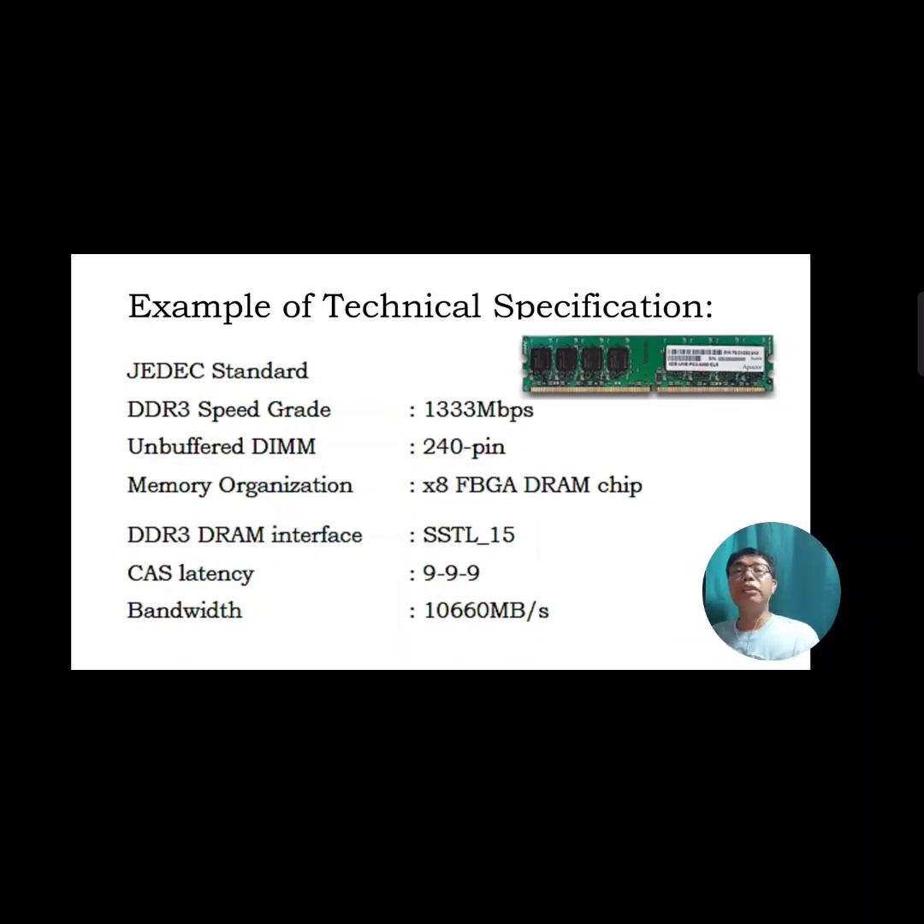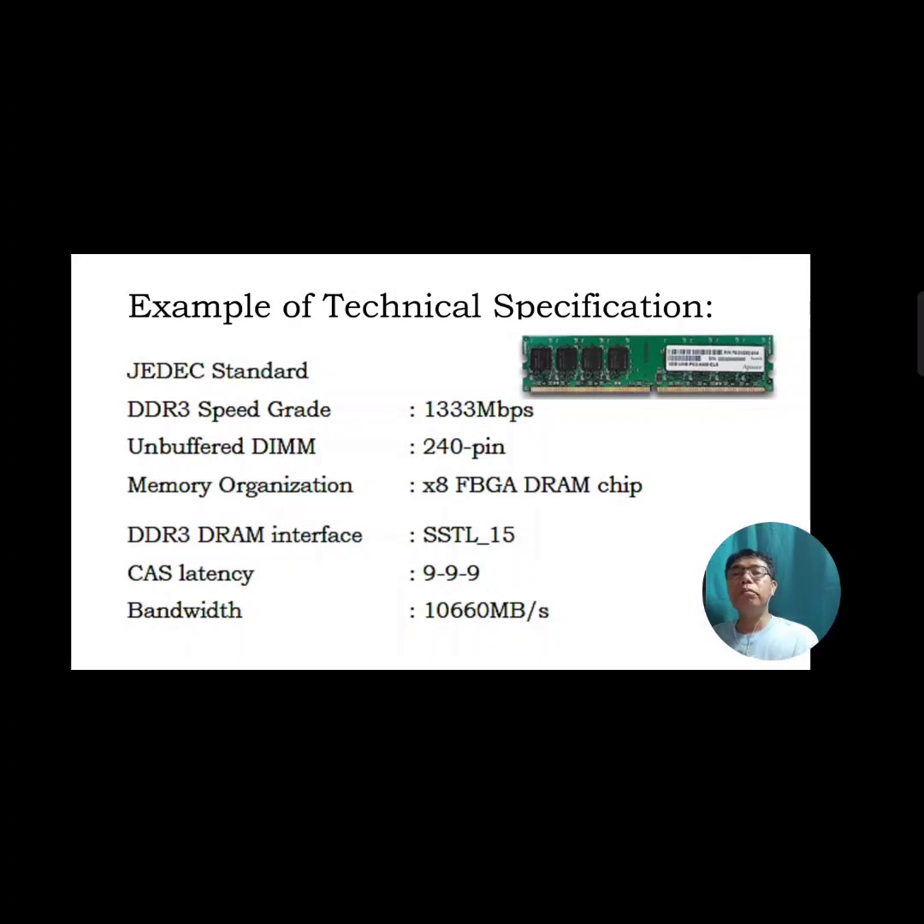Example of technical specification. By the way, the picture here on the right side, upper right, is an example of a RAM. The RAM that is GDIC standard. Okay, the specification of that RAM is DDR3 speed grade, that is only 1333 megabytes per second or Mbps.